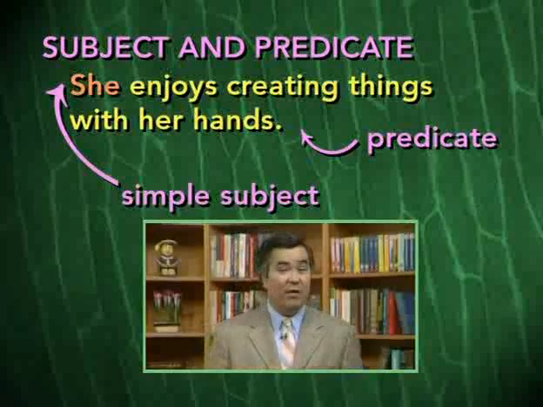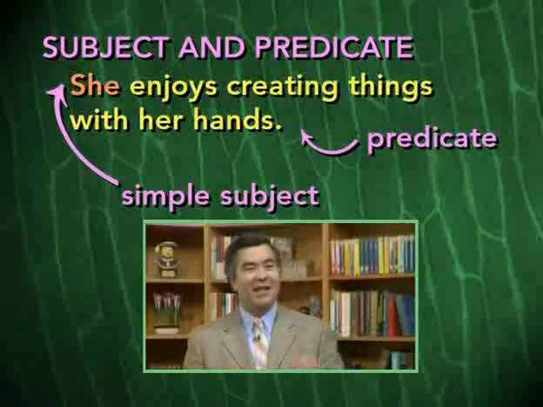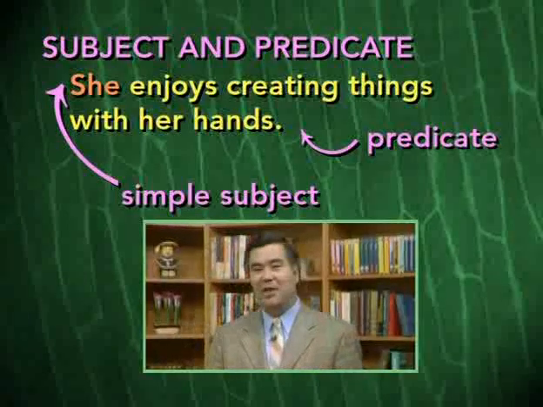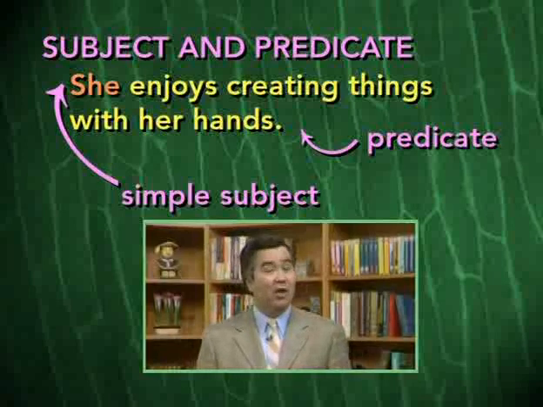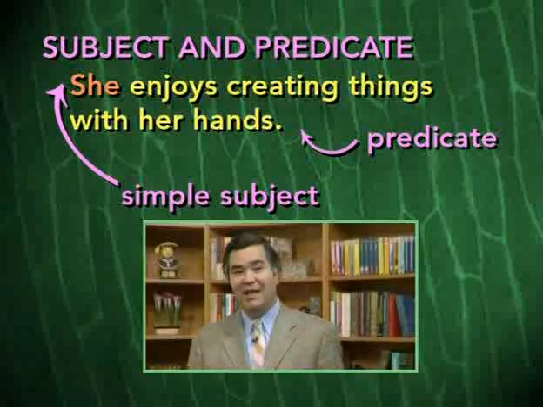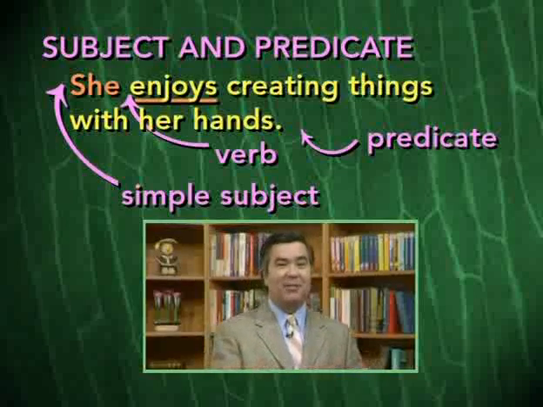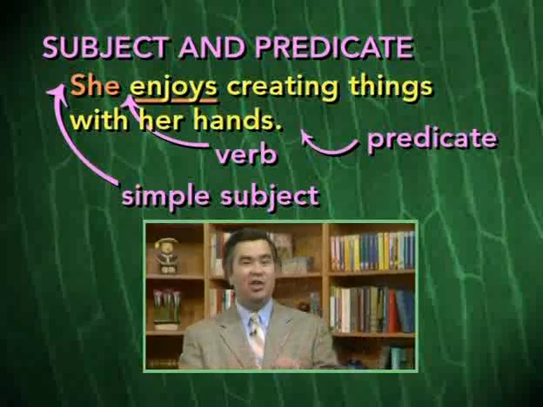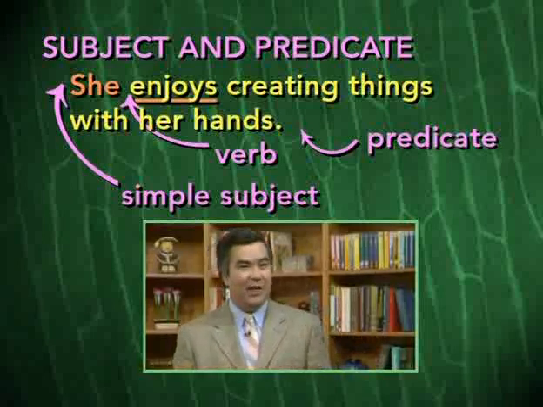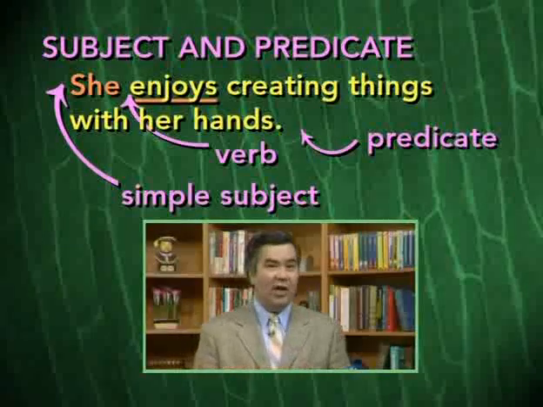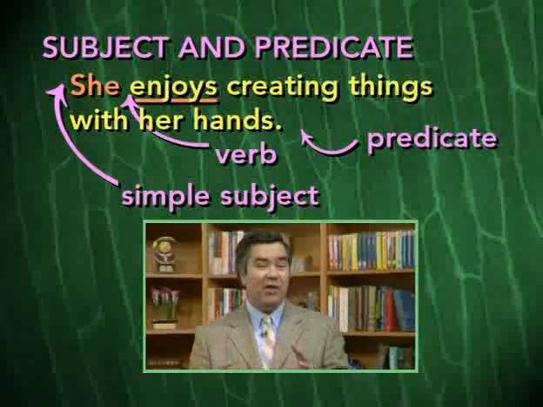Focusing on the predicate for a moment, is there one word there that's most important? The verb, which tells us exactly what the subject does. Yes, the verb, the most important word in the predicate, is enjoys. That tells us exactly what the subject, she, does. She enjoys. And the other words in the predicate tell us more information about what she enjoys. She enjoys creating things. And how does she create them?